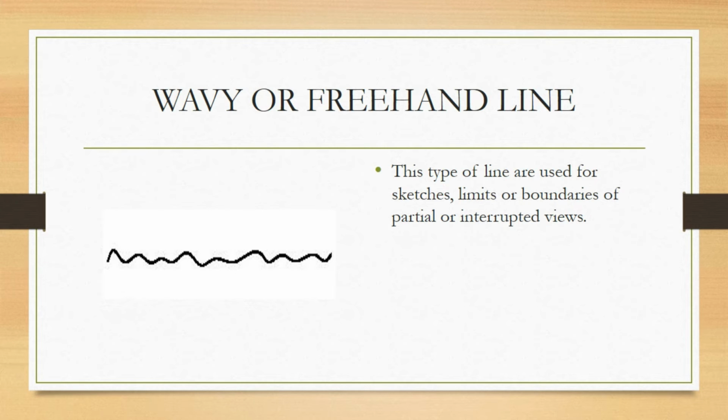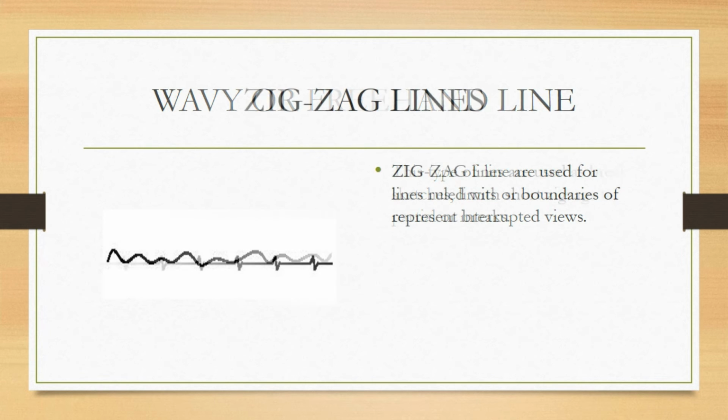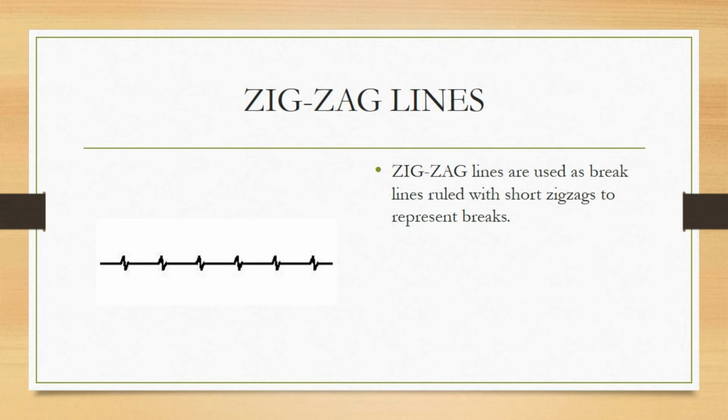Freehand lines are mostly used for sketching figures in engineering drawing. Zigzag lines are used as break lines. They are lines that are ruled with short zigzags to represent breaks.